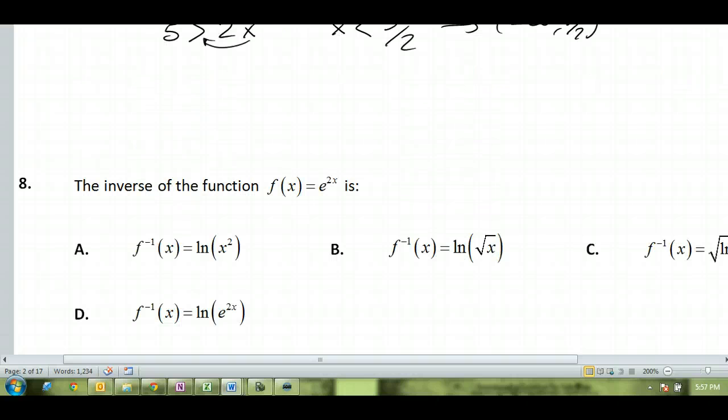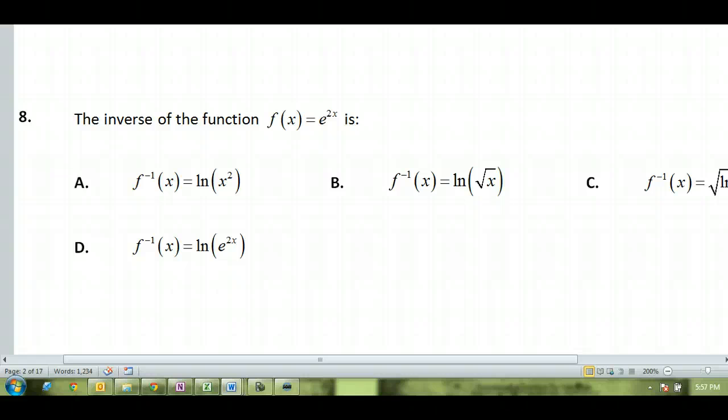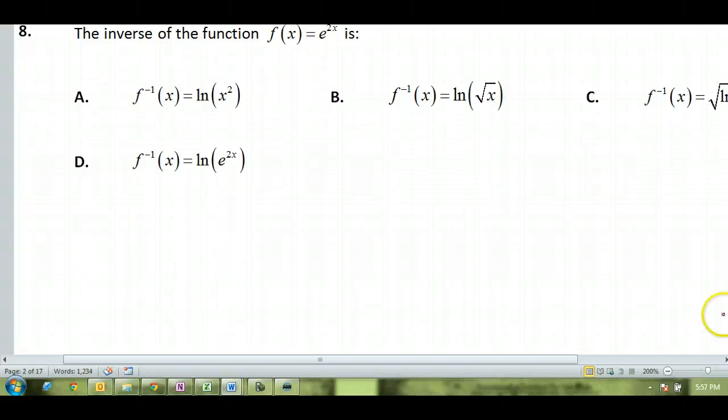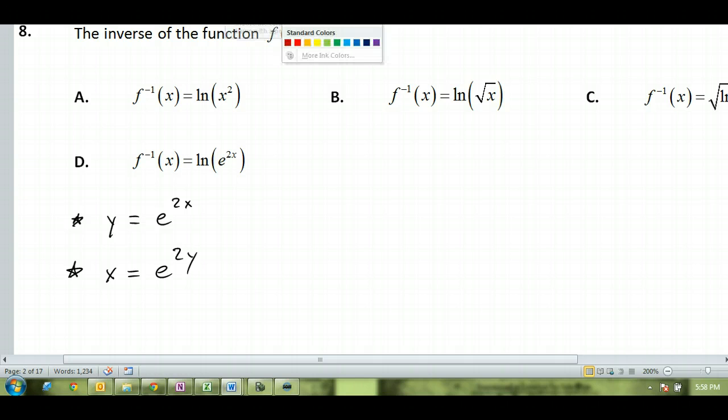Okay. Oh, another inverse function. Okay, this one is going to be, I think, a little bit easier. Let's see. They want the inverse function. So, let's find it. What do you do? You replace f of x by y, and then you switch x and y, and then you solve for y. So here, let me show you.